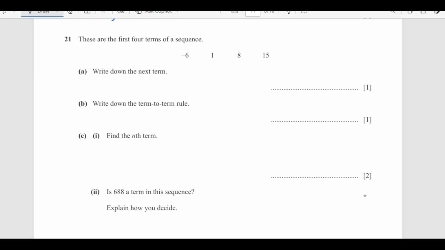Now next, these are the first 4 terms of the sequence. Write down the next term. So let's observe the pattern. Moving from one term to the other, if I subtract 15 minus 8, it is 7. 8 minus 1, it's 7. So this is also 7. So we are adding 7 to get the next term. So for the next term we add 7 to 15, and that is going to be 22, right?